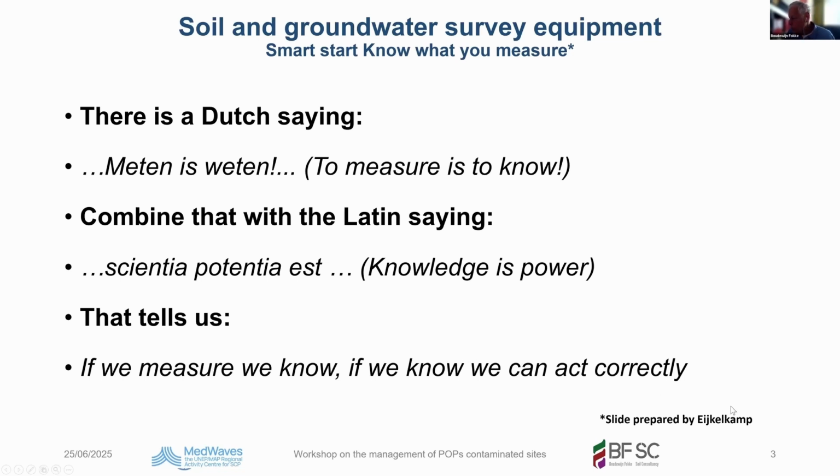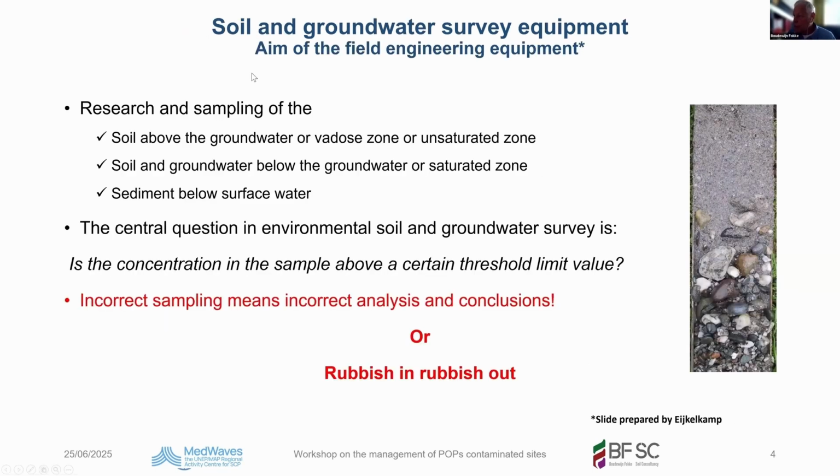This presentation is made together with a company called Eijkelkamp, a Dutch company, and they are the suppliers of all kinds of survey equipment, and they have agencies all around the world. Soil and groundwater survey equipment: the aim of the field engineering equipment is research and sampling of soil above the groundwater, also called the vadose zone or unsaturated zone, the soil and groundwater below the groundwater table or saturated zone, and the sediments below surface water.